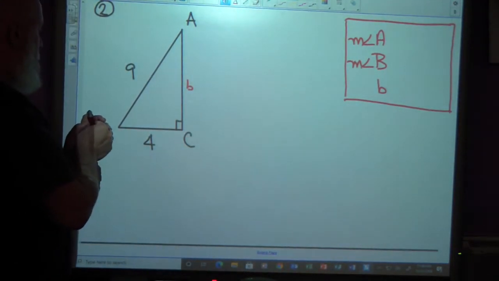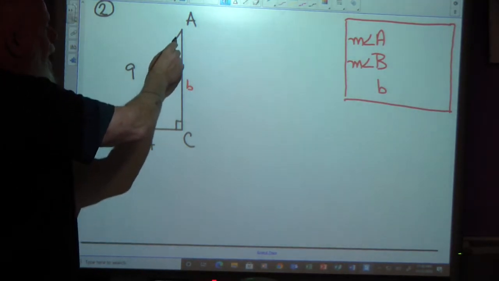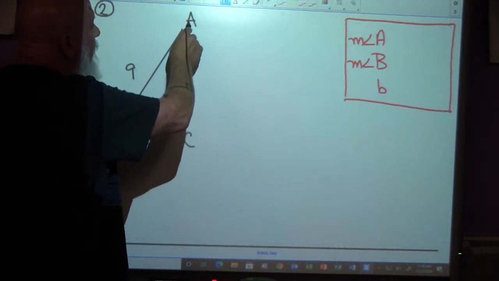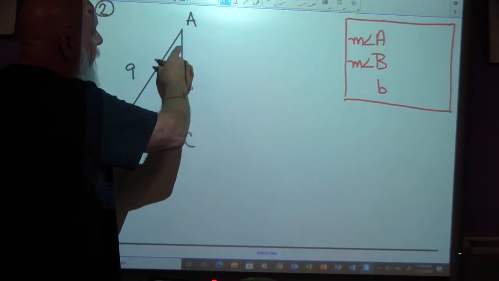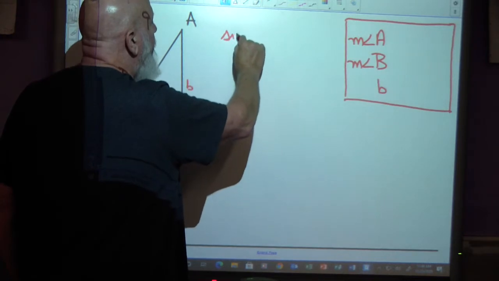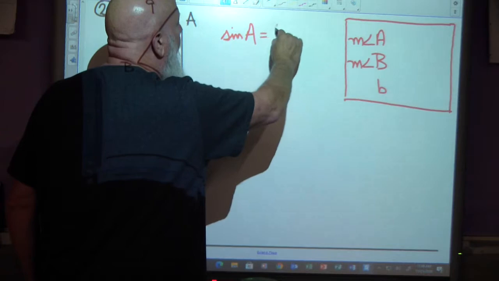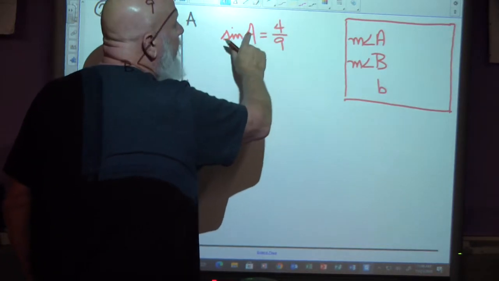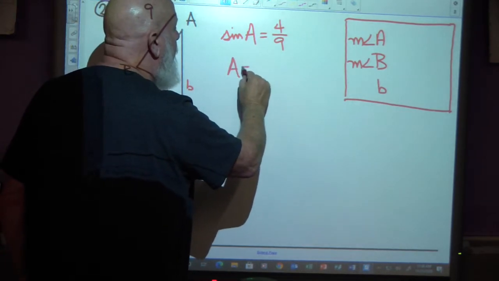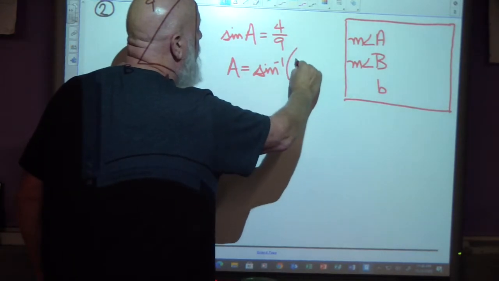So here we go. I'm going to find angle A first. It comes first in the alphabet, so I'm going to find it. I know that from this perspective, this angle right here, the sine is 4 over 9. So I can say that the sine of angle A is equal to 4 over 9. To solve this for angle A, I'm going to take the inverse sine of both sides. This will give me angle A is the inverse sine of 4/9.